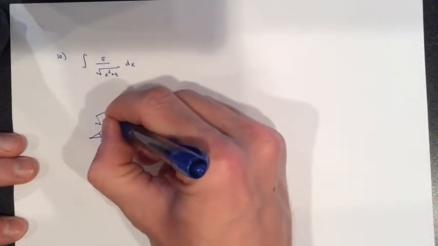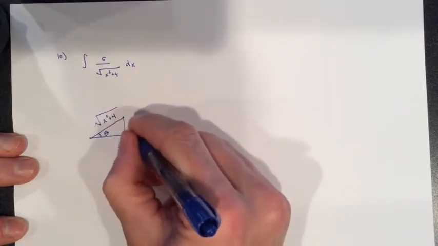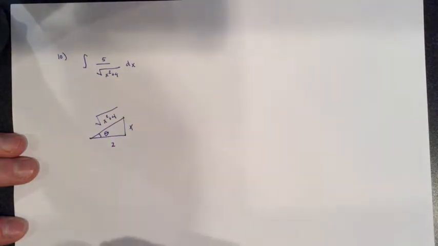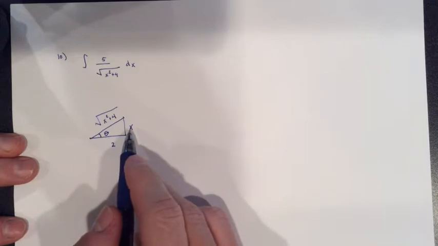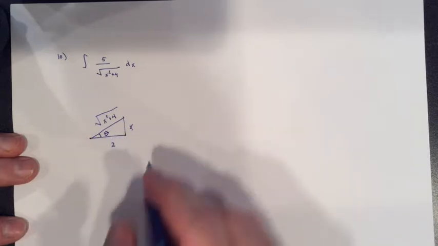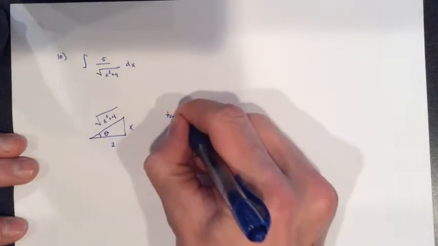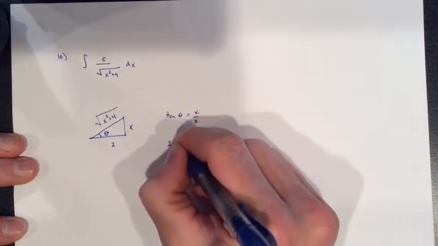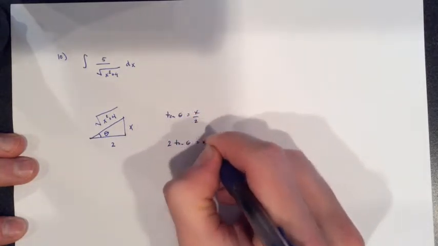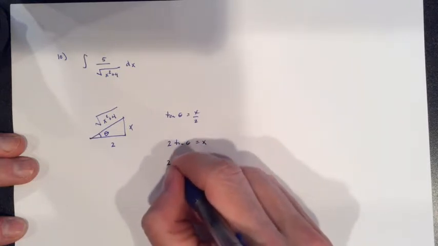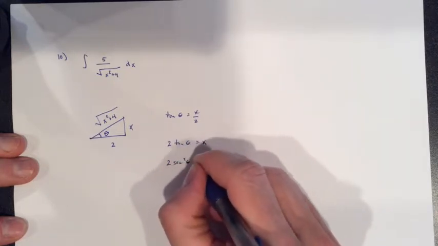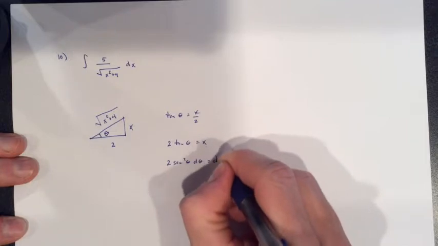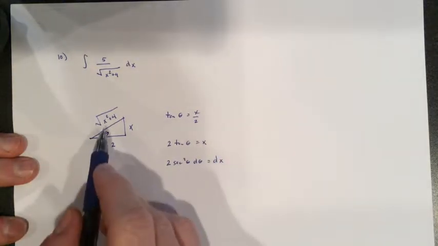So that's x squared plus 4. I'm going to make that x and that 2. That way my x is always in the numerator, because when I do tangent, it's going to be opposite over adjacent. And so we do tangent of theta is x over 2, which means that 2 tangent equals x, and I can take a differential of that and get 2 secant squared theta d theta is equal to dx. And then I have to do that secant.